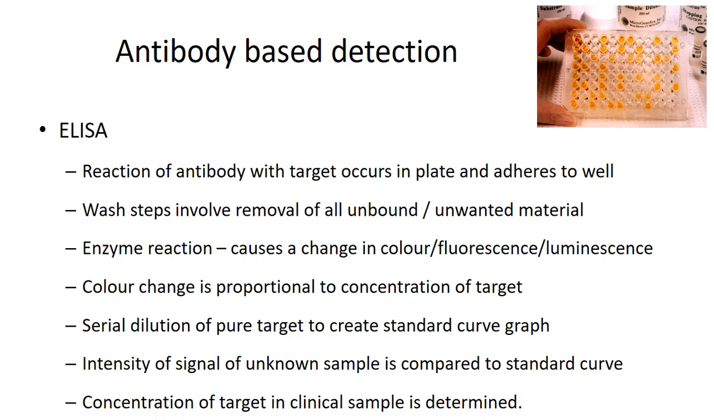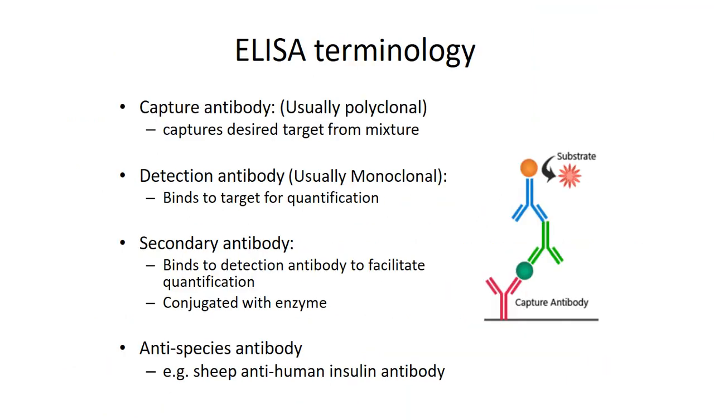Okay folks, so in summary, the ELISA is an antigen antibody reaction that takes place in the plate that enables us to quantify a target of interest. But before we get into the specific examples of ELISA, we need to be clear on certain terminologies.